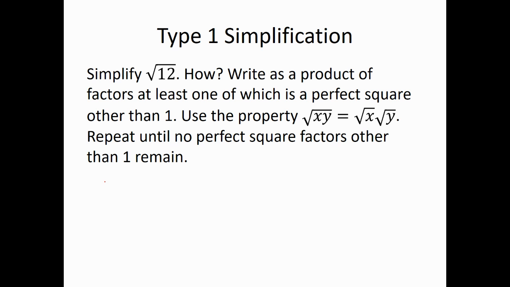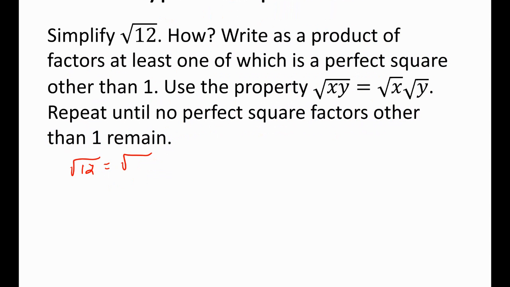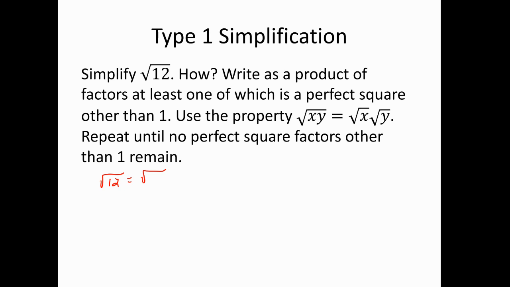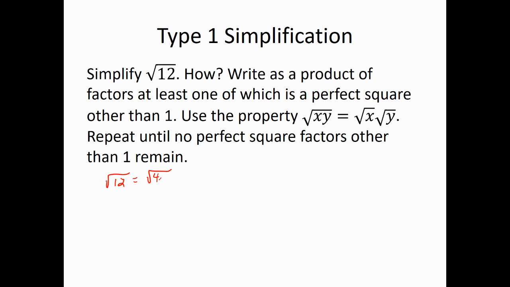So here we go. I will start with the square root of 12. And what we wish to do is to write this as a product of factors, at least one of which is a perfect square. And I suppose the way to do that is obvious. We'll write that as 4 times 3. Of course, it's perfectly true that 12 is also, say, 2 times 6, but that doesn't help us at all because neither 2 nor 6 is a perfect square.